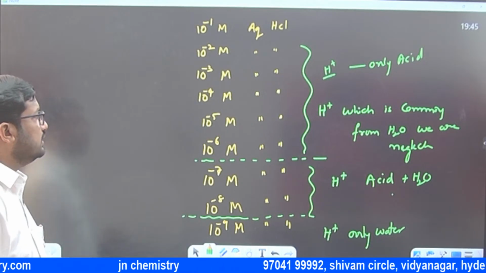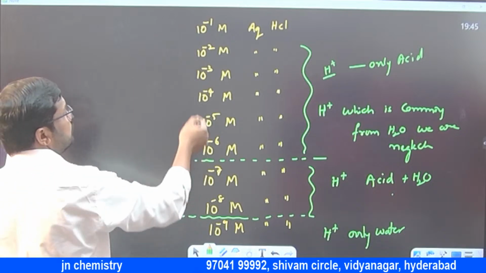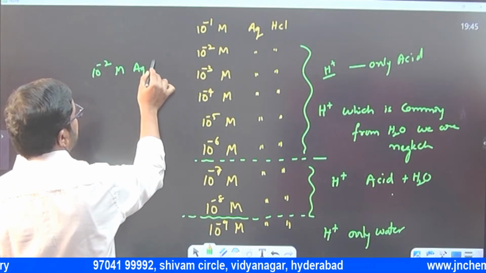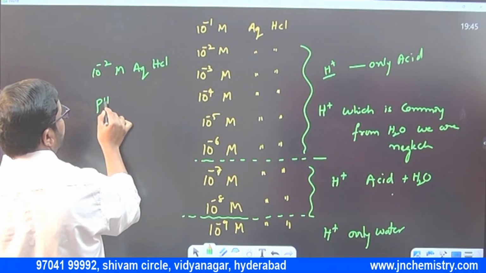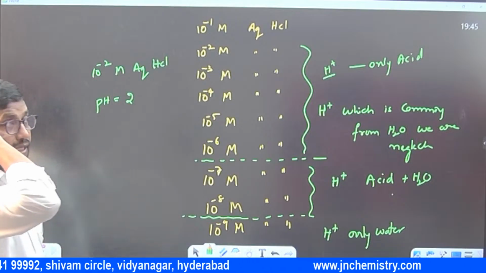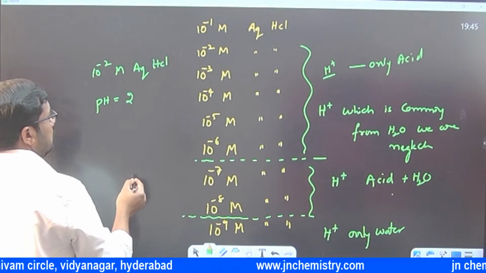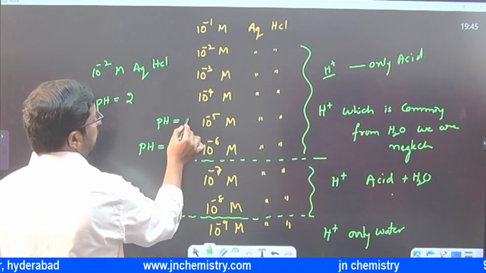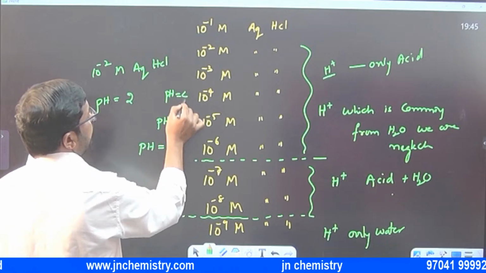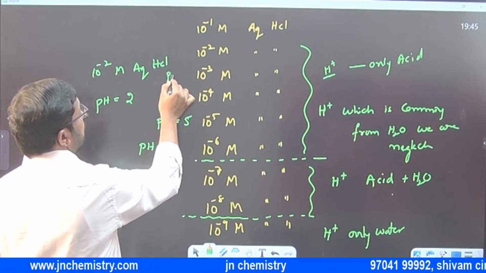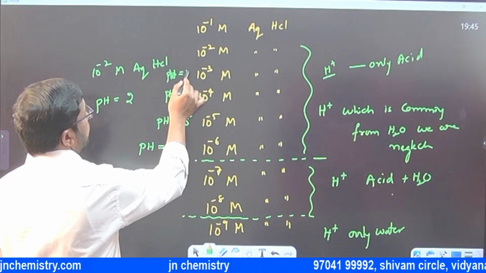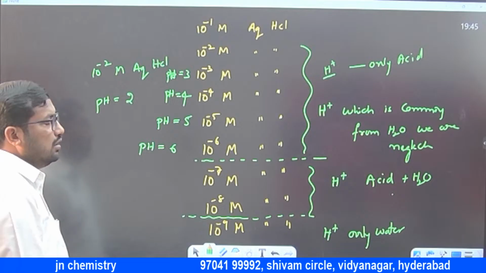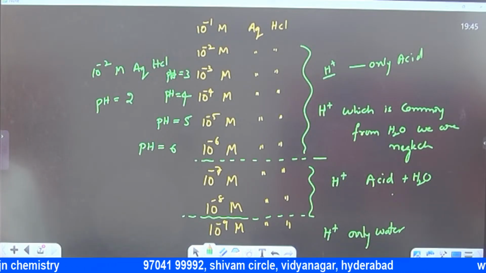Very, very, very important one. So directly we can say, for strong acids, for example, 10 to the power of minus 2 molar aqueous HCl, what is its pH? pH is directly 2. pH is equal to minus log H plus ion concentration. Here pH is equal to 6, here pH is equal to 5, here pH is equal to 4. Directly we can say pH is equal to 3 here, 2, 1. Write it down.